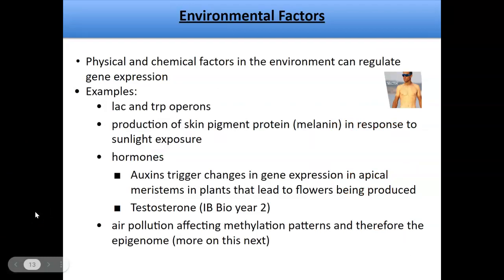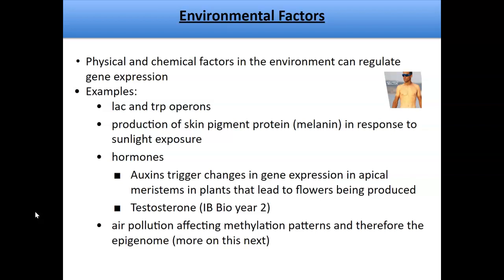Next topic is how environment can regulate gene expression. These can be physical or chemical factors present in the environment. We already talked about the lac and trp operons as examples of this. This is an example of environmental regulation because the entire operon is controlled by the presence of lactose or tryptophan in the environment.